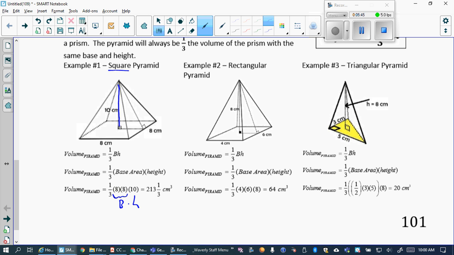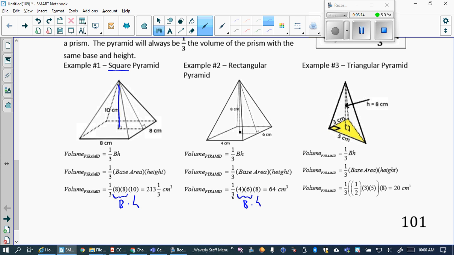Okay? And the next one, they give us the height, and now the shape of the base is a rectangle. So it's a rectangular pyramid, right? 4 times 6, that's our capital B, times our height of 8, and one-third of that. And again, we need a calculator for this, right? Let's see. A third of, well, let's pick 6. What's a third of 6? Times 4. Times 8. 64, right?